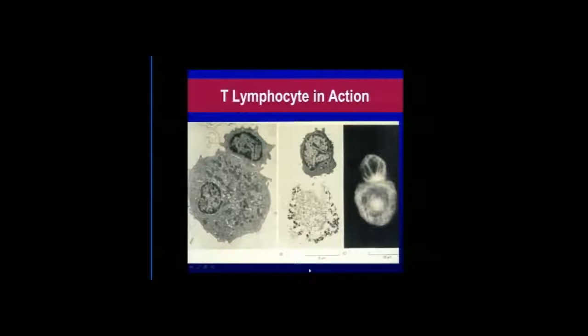Here we see a T lymphocyte, a little small cell, attacking a big tumor cell. You can see the action of a little cell killing a big tumor cell. Once we have tumor cells, the immune system recognizes them as non-self, as the invader, even though it's our cells that have become cancerous, and the lymphocytes kill those as well.